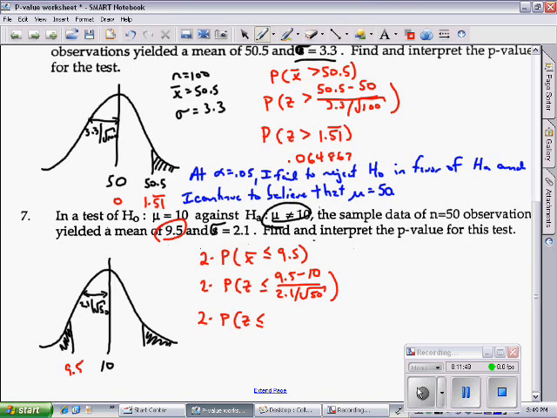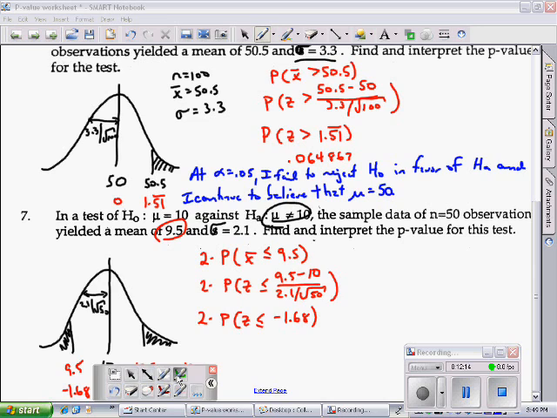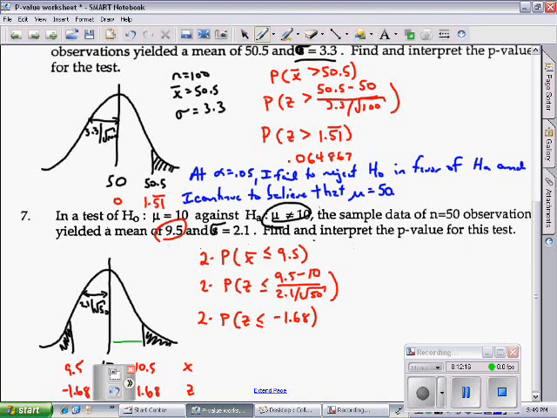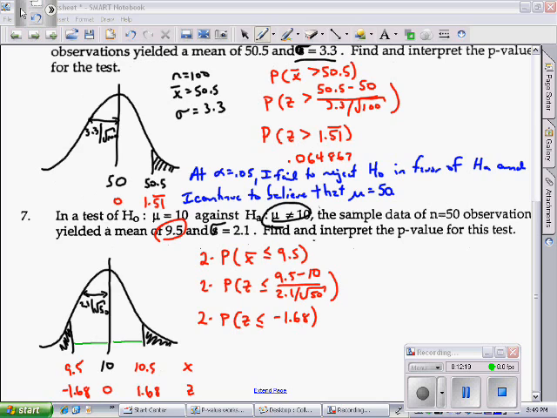And you type all that stuff into your calculator, and you should get negative 1.68, which means in terms of Z, this is negative 1.68, and this is 0. The upper critical value would be 1.68, and in terms of X, this upper critical value would be 10.5. And the reason for that is because these distances are the same. The distance here is the same as the distance here. And so if this is 0.5, then this one also has to be 0.5.